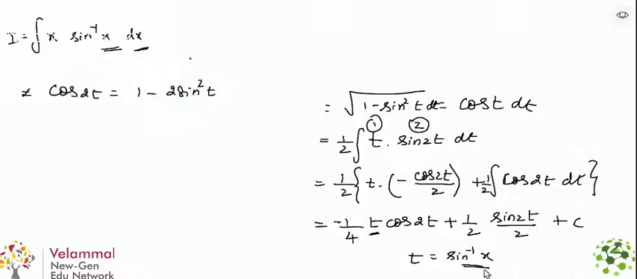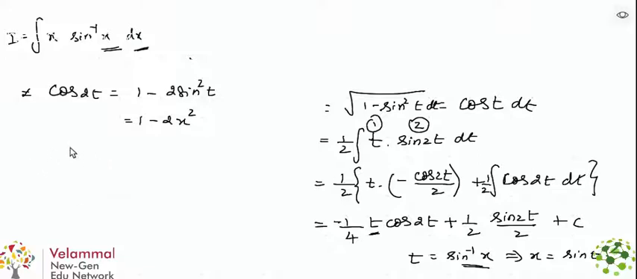Agree with me? So, here, this implies x is equal to sine t. Agree with me? So sine t will be replaced by 1 minus 2 x square. Do you understand that? Yes.